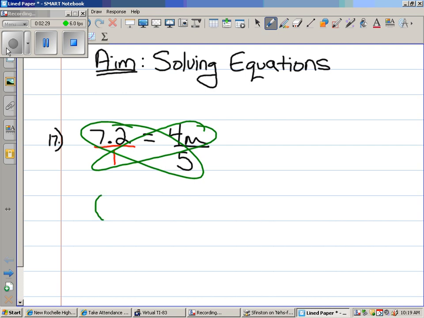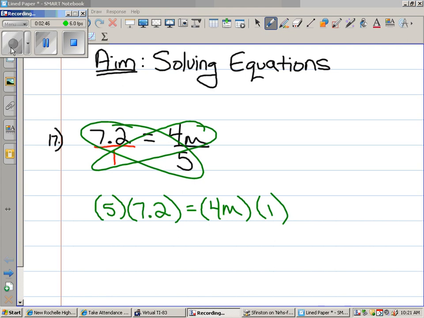Yeah, we're going to cross multiply. So 5 times 7.2 equals 4m times 1. What's 5 times 7.2? Now that we have calculators, let's do this. 5 times 7.2 is how much? And this is 4m.